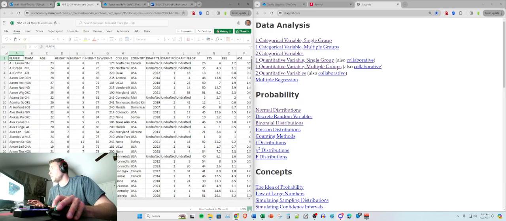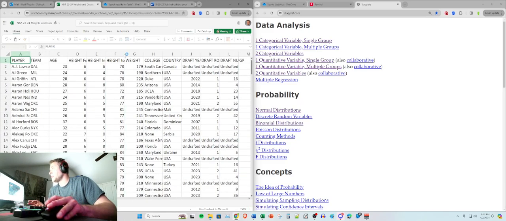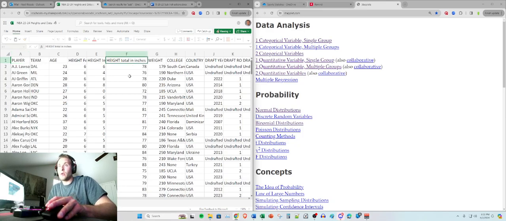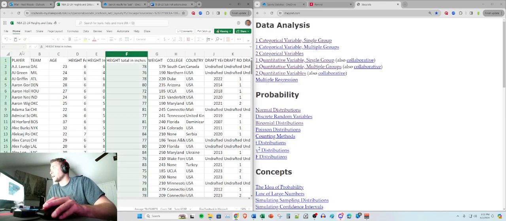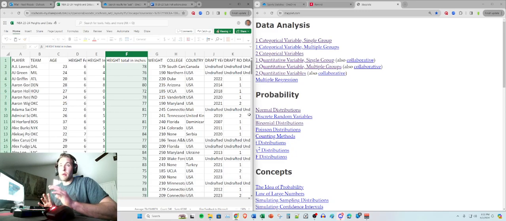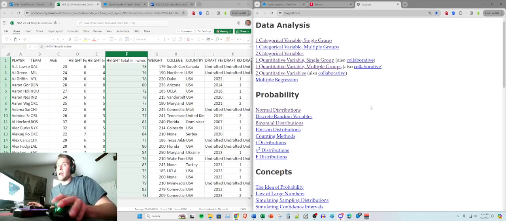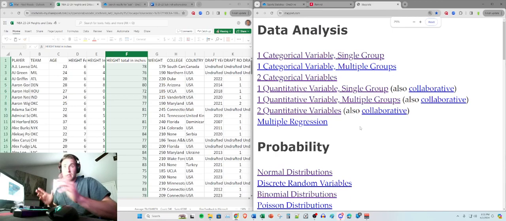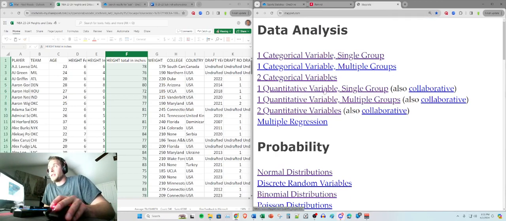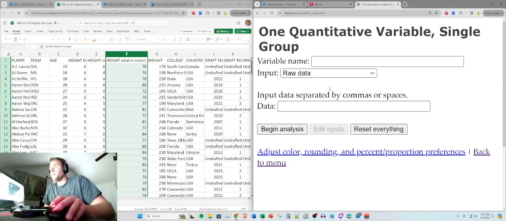And we had taken the data in column F. This is the height in total inches for these NBA players. We were looking at that, and we noticed how it had made a normal distribution. So we're going to go through that again. Let's also have Statlet up on another tab as well, and we're going to go to the one quantitative variable single group.